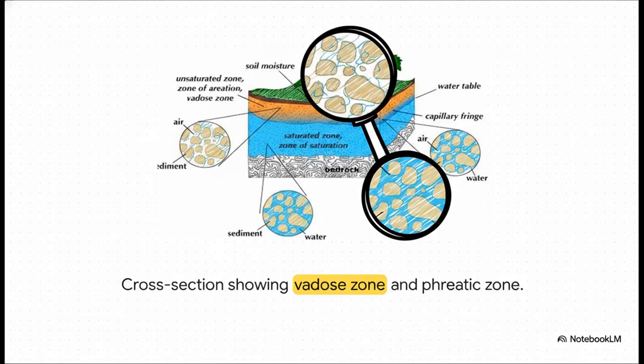If you zoom in microscopically on the sediment right up top in the unsaturated or vadose zone, you can clearly see large white pockets of air sitting right alongside the brown sediment, with just a little bit of water clinging to the edges. But as you trace your eyes down past the plant roots, through that transitional boundary we call the capillary fringe, you hit the saturated or phreatic zone. Down there, every single tiny gap between the sediment is entirely filled with water.